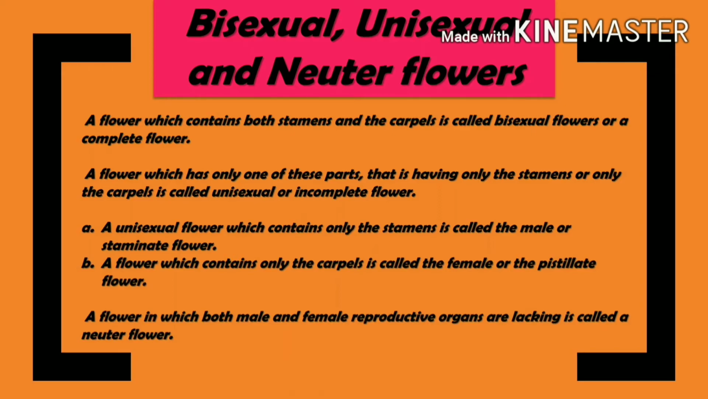A unisexual flower which contains only the stamens is called the male or the staminate flower. A flower which contains only the carpels is called the female or the pistillate flower. A flower in which both male and female reproductive organs are lacking is called a neuter flower. Example, ray florets of sunflower.